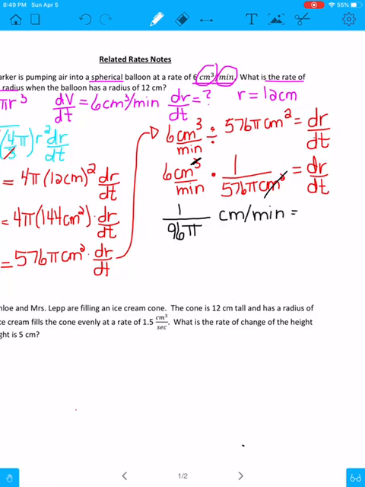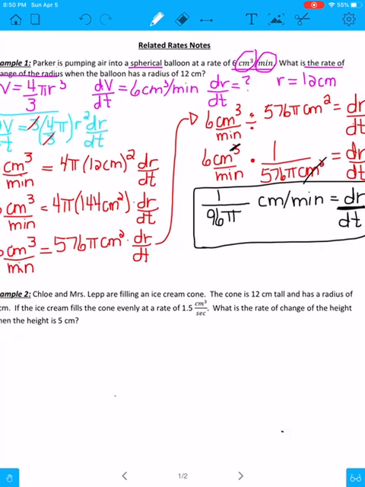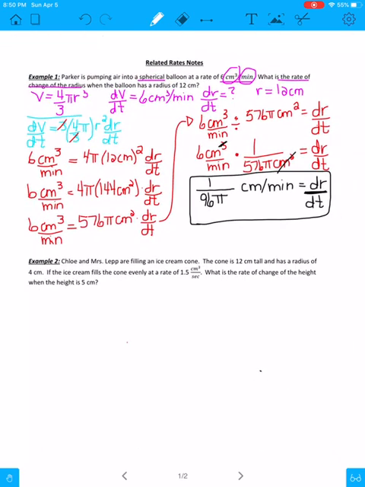And we know we're right if it matches our variables. Radius is in centimeters per time, which is in minutes, so we know we're good. So the radius is increasing at 1 over 96 pi centimeters per minute, and you could turn it into a decimal as well. If it was an AP question, you'd have to round it to 3 decimals because that's what you have to do. Okay, so that was a volume of a sphere.